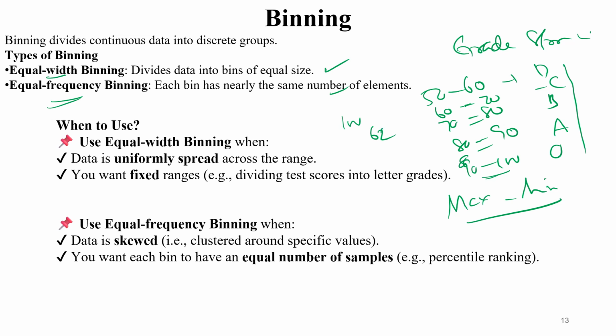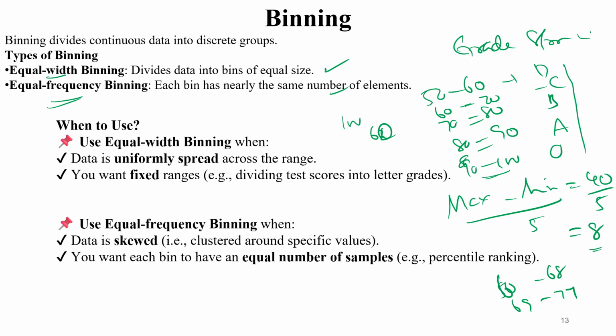Okay, or we'll take 60. So the range is 40, and I want to take 5 bins, so the width is 8. So we have to make the bin width 8 only. Since your minimum is 60, you have to start from 60 to 68, one bin, and 69 to 77, another bin. Likewise, it goes on. So this is called equal width binning.